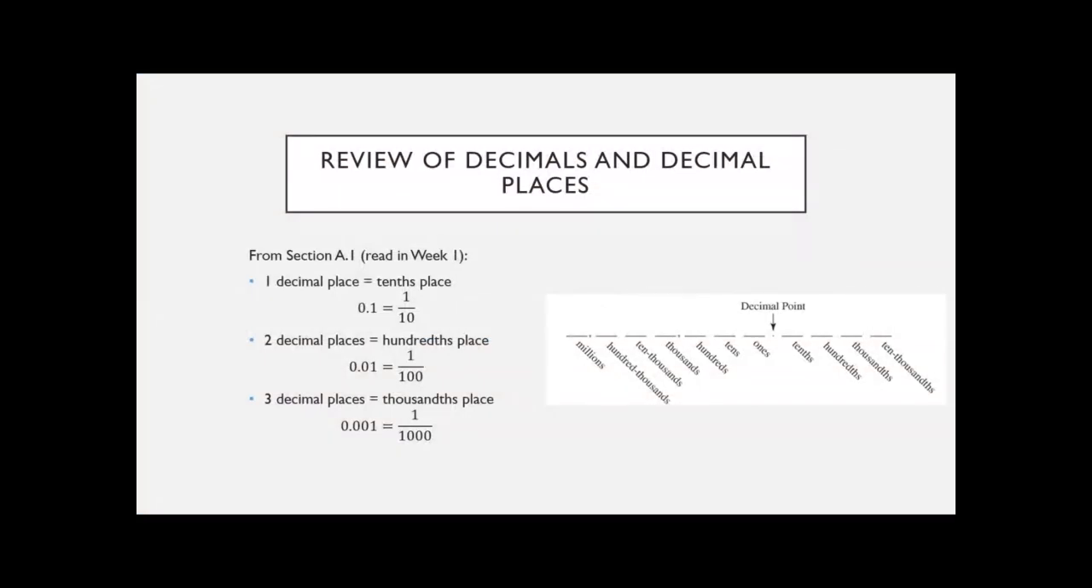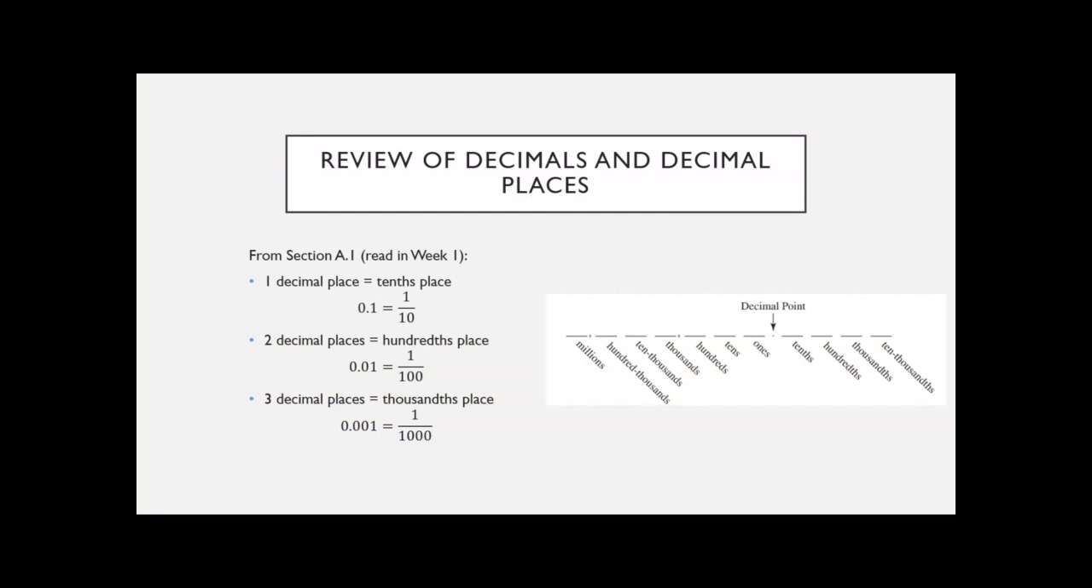So just a review of decimals and decimal places, and this is coming from section 8.1, which was something you were asked to read in week 1. If you have one decimal place, that is equivalent to having a number in the tenths place, and that is equal to 1 over 10. That's where we get the name tenths place. 2 decimal places is hundredths, so that's 1 over 100. And 3 decimal places is thousandths, so that's 1 over 1,000.